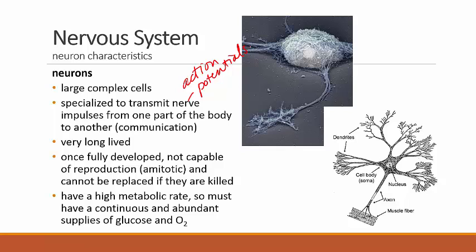And finally, they have a very high metabolic rate. Because of this, they require almost continuous supplies of glucose and of oxygen in order to make the ATP necessary to run all the cellular processes that are associated with a neuron. So lots and lots of ATP required. That means lots and lots of glucose. And glucose is the only source of energy that they are capable of using.